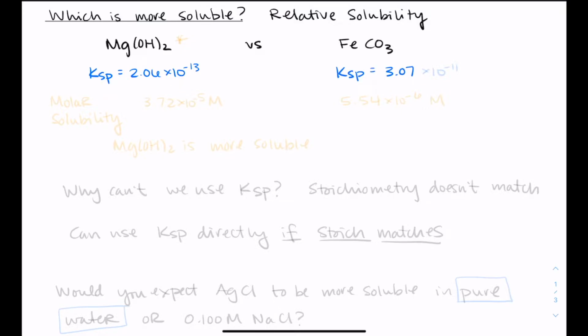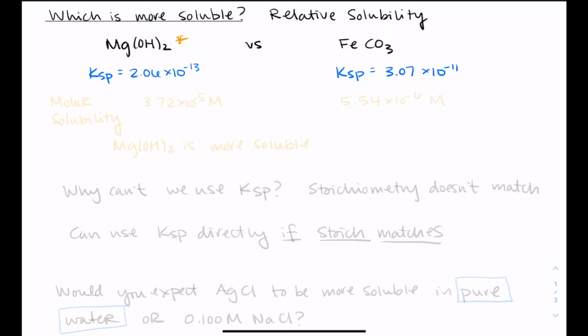Magnesium hydroxide has a KSP of 2.06 times 10 to the minus 13. Iron carbonate has a KSP of 3.07 times 10 to the minus 11th. So just looking at the KSP, equilibrium constants, the iron carbonate has a bigger equilibrium constant. Now that just tells us the solubility product at 25 degrees Celsius. That's it.